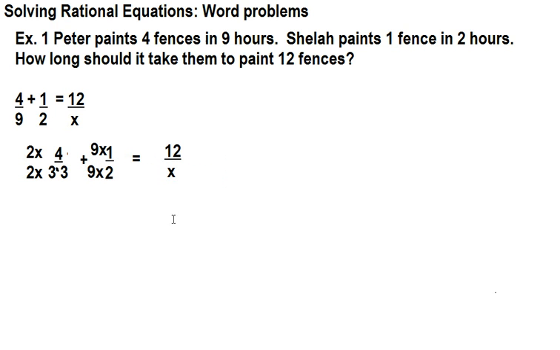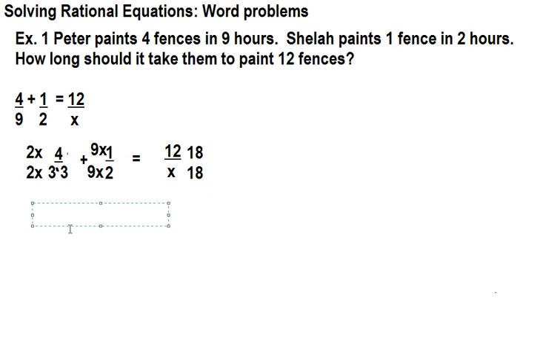Okay? And then what's this one missing? It's missing a 9, a 3 and a 3. 3 times 3 is 9, and a 2. So 9 times 2 is 18. So I'm going to multiply this one by 18 over 18. Let me go through that one more time. This one was missing a 2 and an x. We did 2x. This one was missing a 3 times 3, which is a 9, and an x. So we multiply by 9x. And this one's missing 2 and a 3 times 3. 2 times 3 is 6, times 3 is 18. So we multiply by 18 over 18. Okay?